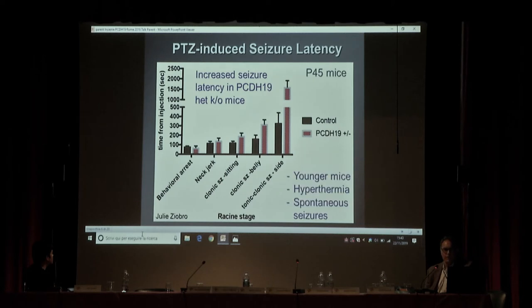Moving forward, our plan is to look at younger mice. A 45-day-old mouse is more like a juvenile or young adult mouse, and we want to test hyperthermia-induced seizure models and look for spontaneous seizures. But I'd be curious to hear if anyone has any suggestions why we see increased seizure latency.